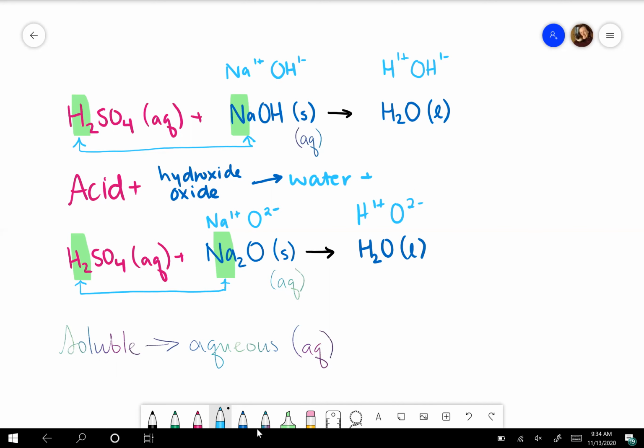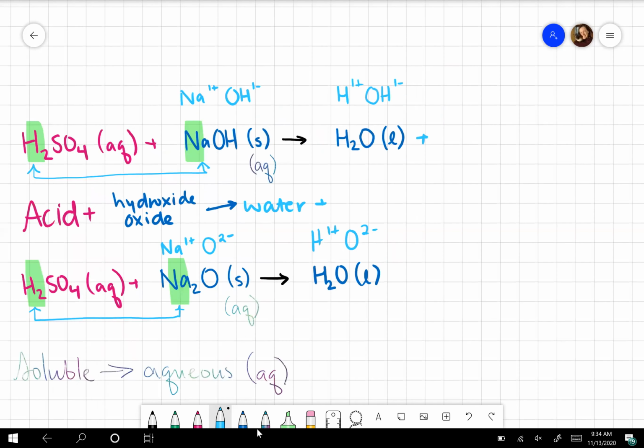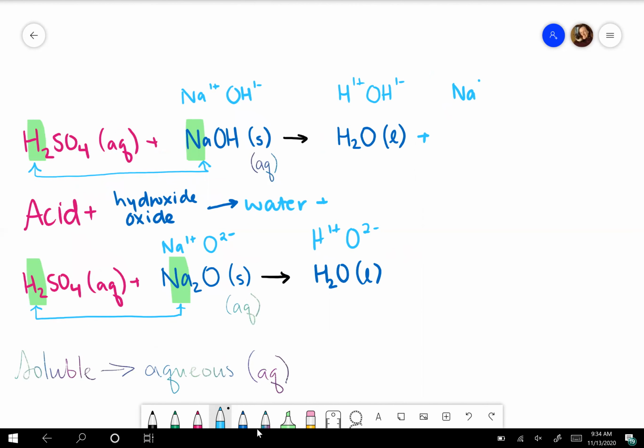And let's figure out the last part of this now. So when I do this switch between the cations, I have as my second product Na, which you told me was a 1+, and then SO4. Type into the chat, what is that charge of SO4? Nice.